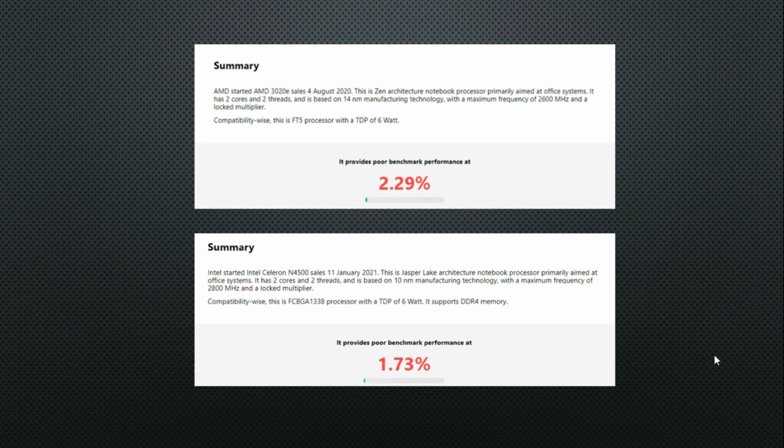So in summary, the AMD 3020E was released last August 6, 2020. This is a Zen architecture notebook processor which is primarily aimed at office systems, so it is not focused on gaming. It has two cores and two threads and is based on 14 nanometer manufacturing technology with a maximum frequency of 2600 MHz and a locked multiplier. Compatibility wise, this is an FT5 processor with a TDP of 6 watts. It provides poor benchmark performance at 2.29%.